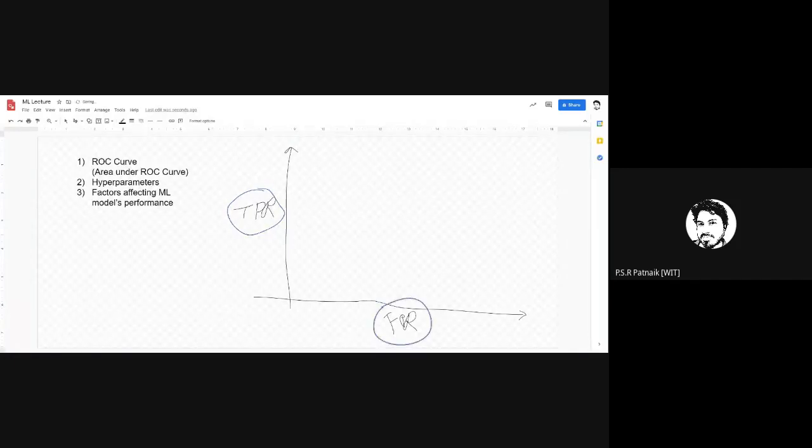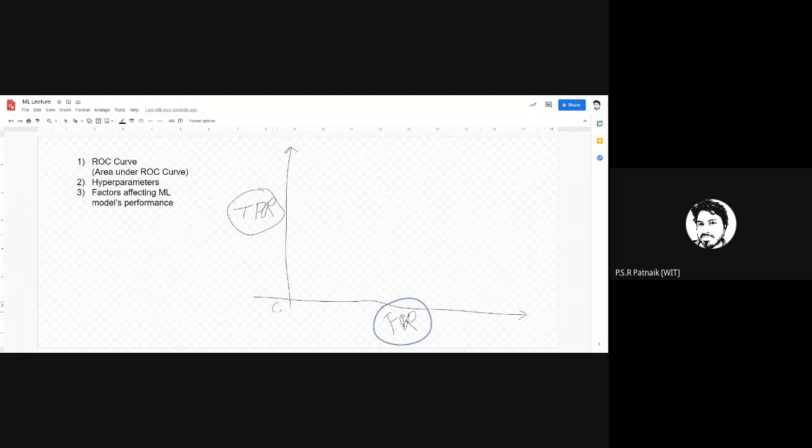When we talk about the false positive rate, I want to see how badly the ML model is classifying instances which do not belong to the class as if they belong to the class. This is called the false positive rate. True positive means instances which are positive have been identified as positive. False positive means they do not belong to the class, but they have been identified as belonging to that class. So we get these two rates.